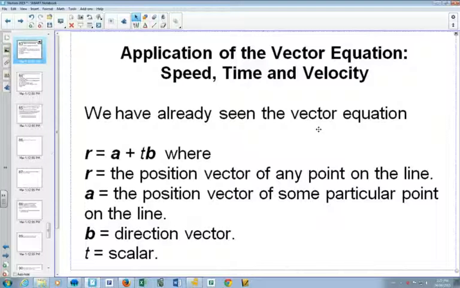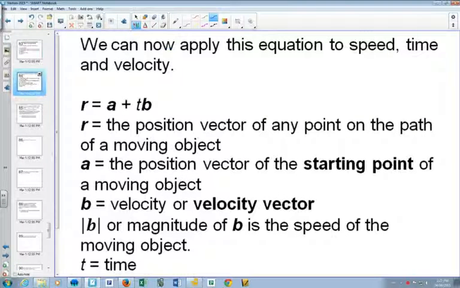So we get a look at the application of vectors to speed, time, and velocity. So you have your vector equation, and we already know that r is the position of any vector on that point of that line. And then you have some particular point that you start with, your direction vector, and then t is your scalar.